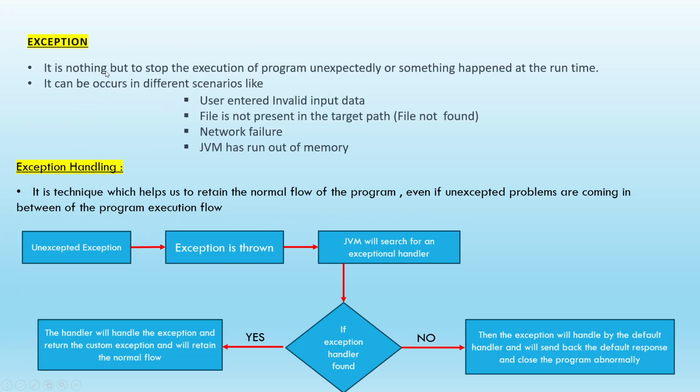Now, exception. It is nothing but something that stops the execution of a program unexpectedly, or something happened at runtime. For example, we are hitting an API, and at that time something happens, so that flow of execution stopped. It did not go smoothly. So that time, an exception occurred, and the flow of execution stopped. That we can call an exception.